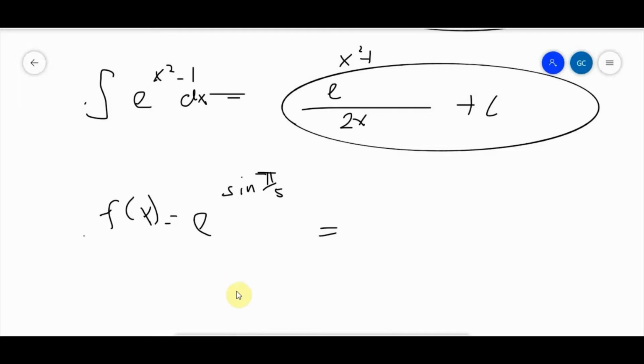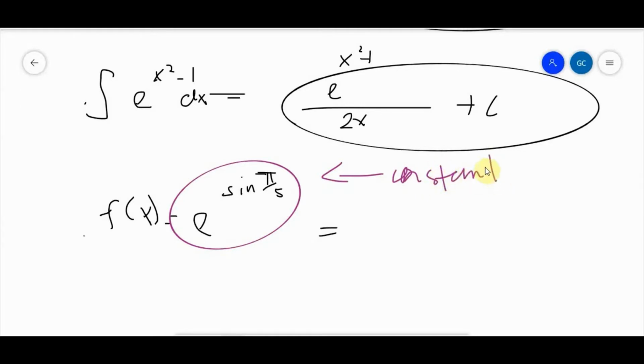What do you notice? You notice that this is a constant. Why? We don't have any variable x, so that means this is a constant. So don't get distracted by e raised to sine pi over 5. Maybe you started already solving this by a logarithmic, or by taking the integral of this and then this.